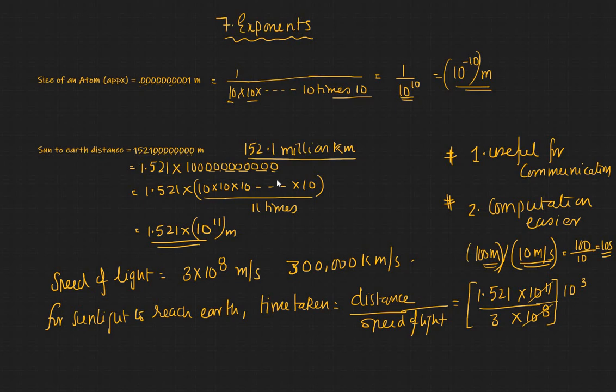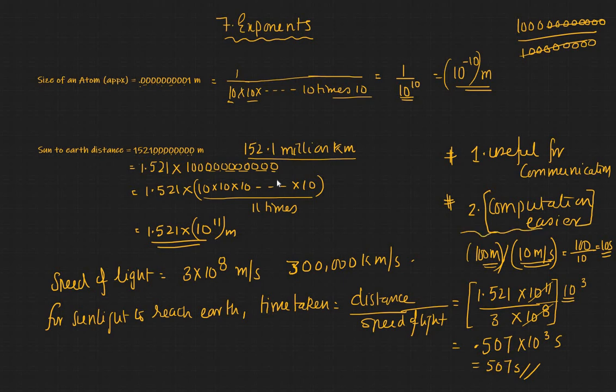because you will see what happens, because this is 1 followed by 11 zeros, 3, 4, 5, 6, 7, 8, 9, 10, 11, and this is 1 followed by 8 zeros, 1, 2, 3, 4, 5, 6, 7, 8. So I cancel these 8 zeros. I'm left with 3 zeros, so that's 10 power 3, and this will be equal to 0.507 into 10 power 3 seconds, or that's 507 seconds. So of course you see that exponents make our computation very, very easy.